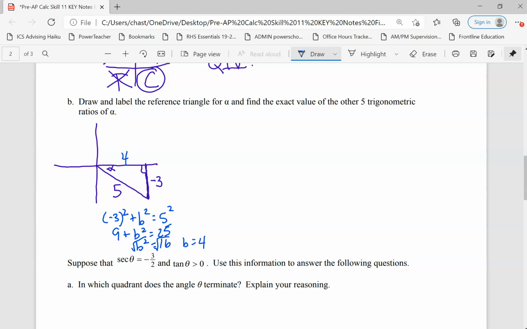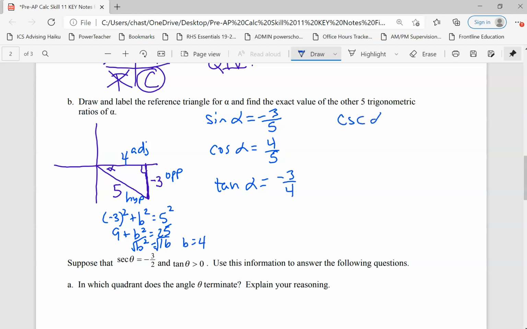All right, so now we know that side, so we're going to find the 5 other trig ratios. Remember, we already knew sine of alpha, so I'm just going to write it again. Sine of alpha we know is the negative 3 over 5. Cosine alpha is our adjacent, which we just found, 4/5. Tangent of alpha is going to be opposite over adjacent, negative 3 over 4. Cosecant, reciprocal of sine, secant, reciprocal of cosine, and cotangent, reciprocal of tangent. Okay.